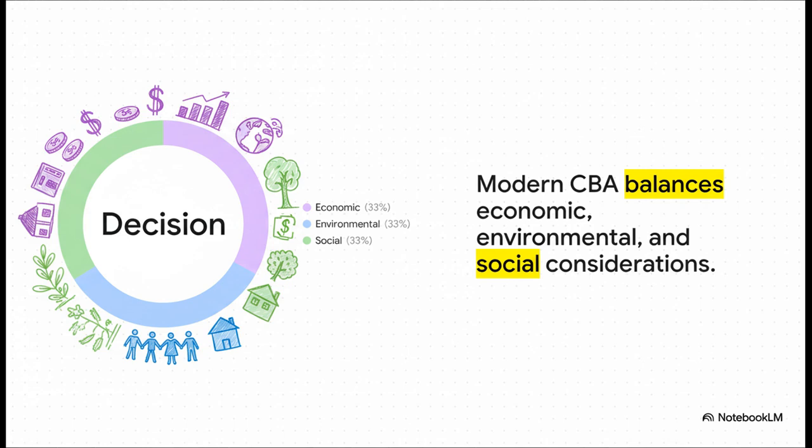And this right here is where CBA gets really powerful, especially today. It's not just about the money anymore. A proper, modern analysis has to balance these three key things you see here: the pure economic impact, sure, but also the environmental fallout and the social effects on real people and their communities.